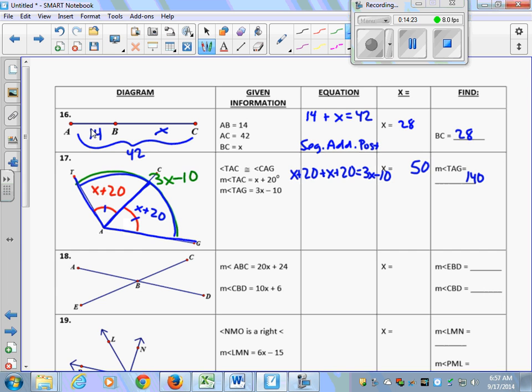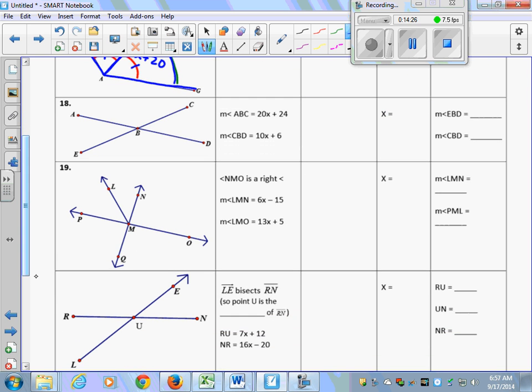Okay, let's look at the next one. Angle ABC is 20x plus 24, and CBD is 10x plus 6. We need to recognize that these two angles form a linear pair. They are sitting on this line, ABD. So they're sitting there adding up to 180. So 20x plus 24 plus 10x plus 6 equals 180. Very hard to write in a small box here. That one turned out to be 5.